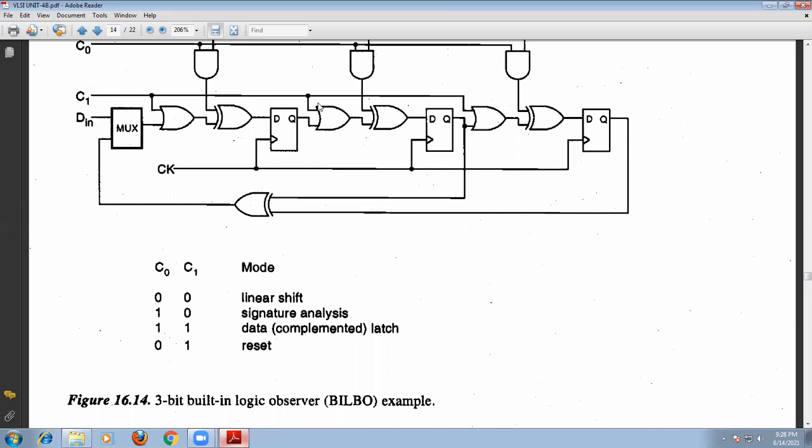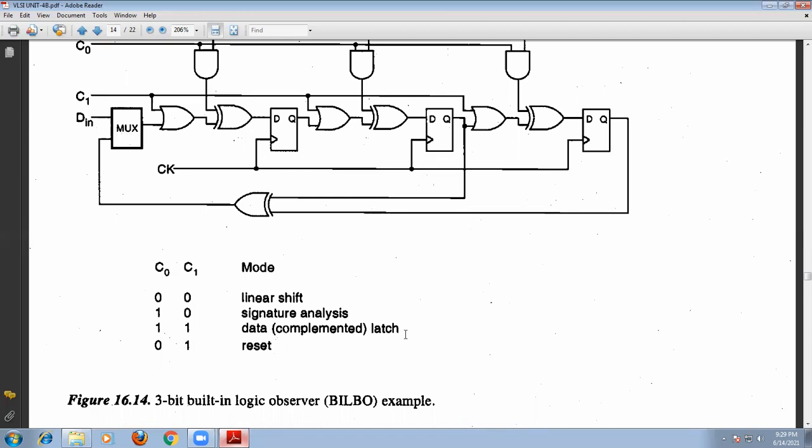Similarly, when C0 and C1 are 1, 0, it behaves like a signature analyzer. When the input signal is entered in this condition, the contents of the register are nothing but the signature. When both C0 and C1 are 1, 1, it behaves like a data latch, that is, the data will be latched. You can call it the complemented latch in this case.